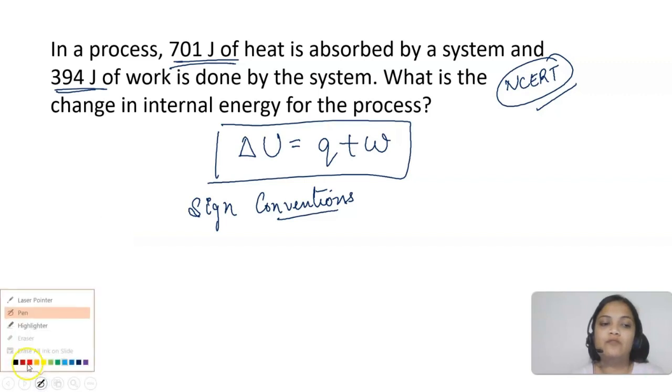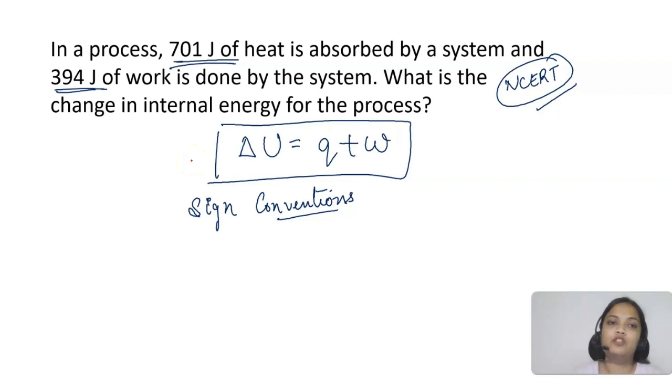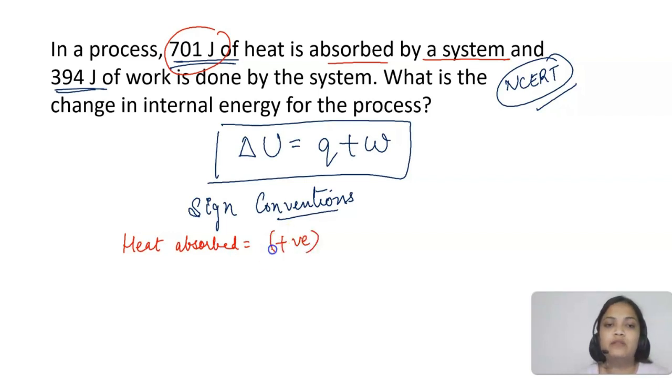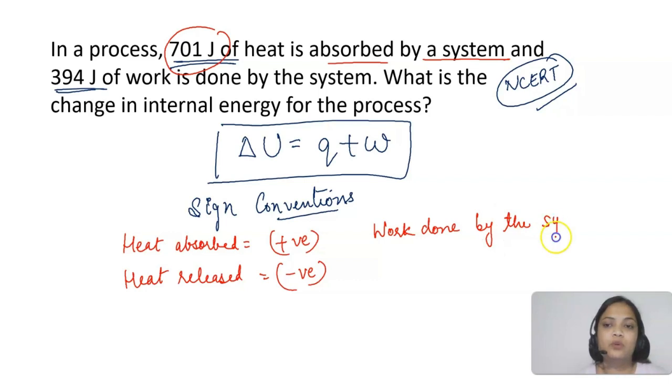Here you have to keep in mind the sign conventions. First of all, it's given that 701 joules of heat is absorbed by the system. Whenever heat is absorbed by the system, it is positive. If heat is released by the system, then the sign of Q would be negative. Similarly, if the system is doing the work, the work done by the system is negative, and work done on the system is positive. It means if the surroundings are doing the work on the system, it is positive.